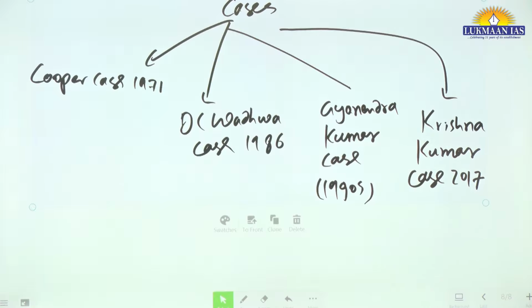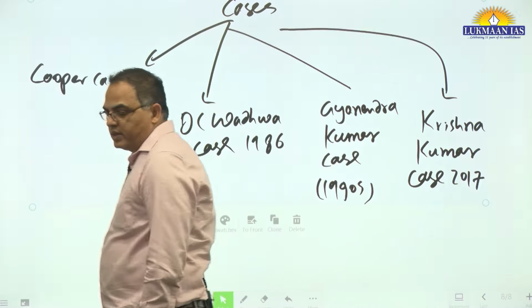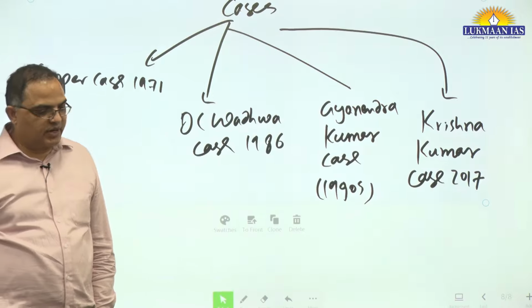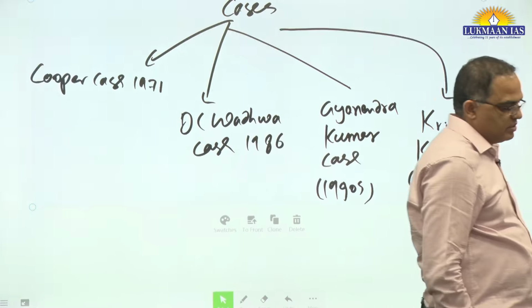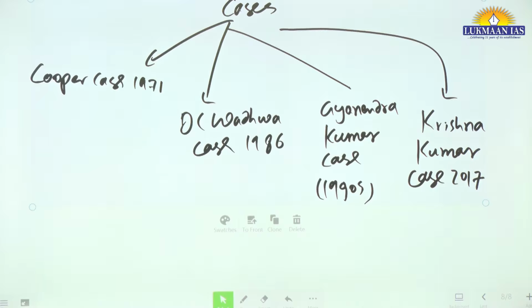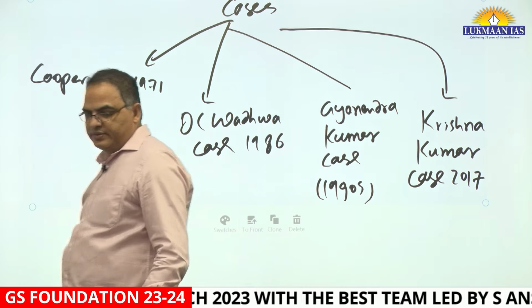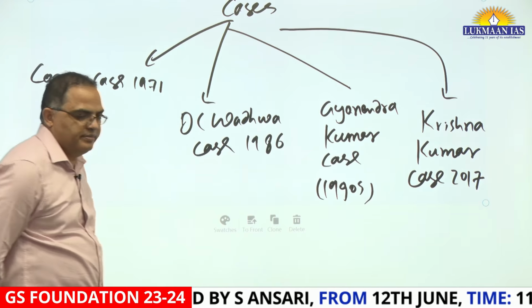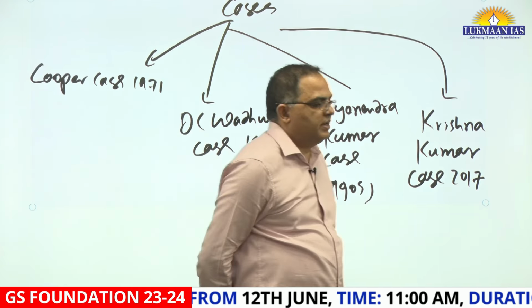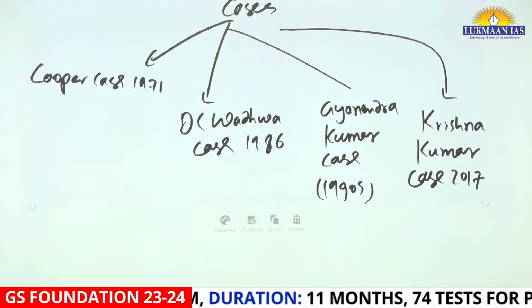The Cooper case was related to bank nationalization done through ordinance, which was the first such major case of review of ordinance.